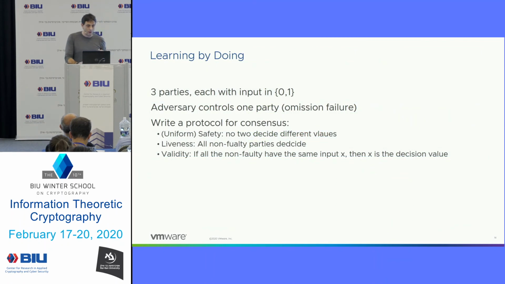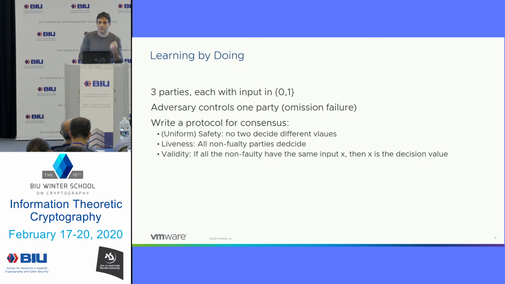Good. Okay, so I promised you to wake you up a little bit. So what I'd like you to do is think about a protocol that has 3 parties. The adversary can choose which party adaptively to corrupt. And the corruption is an omission failure model. And you have a notebook, so you can try to write down a protocol that solves consensus.